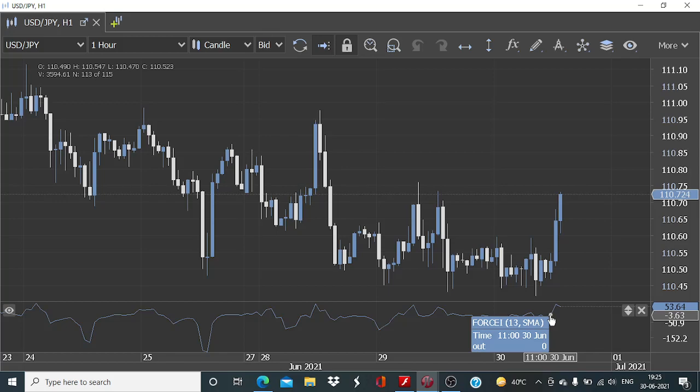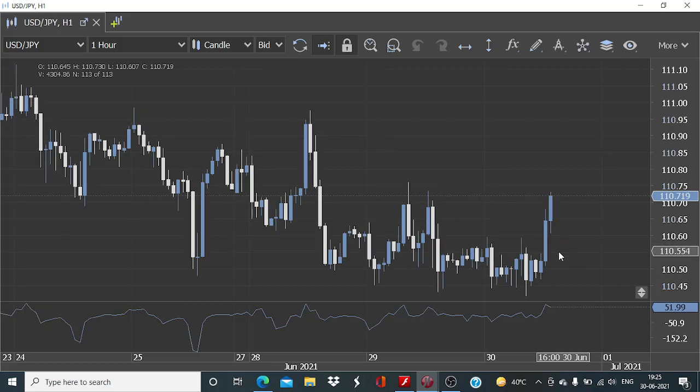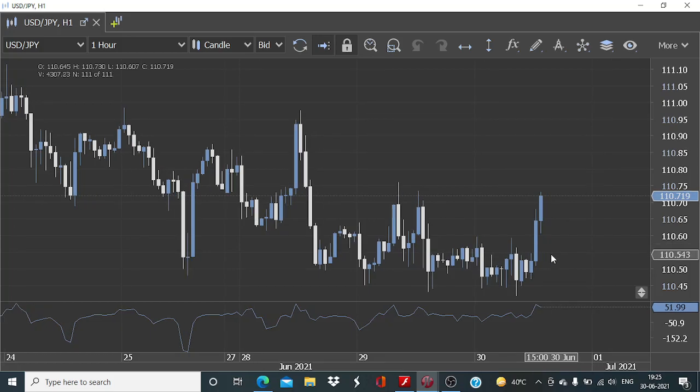And one more condition is going to be that both these output values should be below zero. The last hourly force index output as well as the penultimate hour's force index output needs to be below zero to make sure that we are trading with the trend and not otherwise.